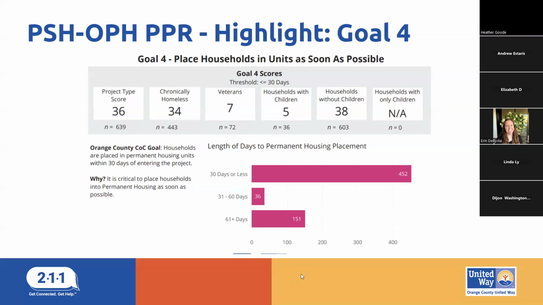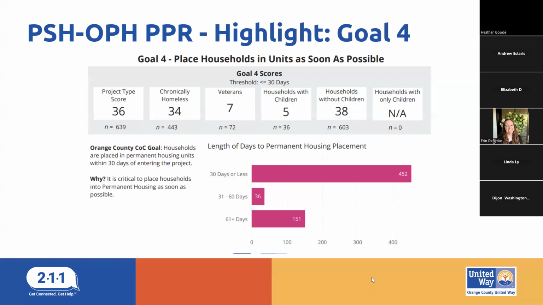One thing that I wanted to highlight about this goal is that it's pretty subject to outliers. If we look at the data more closely, as indicated in the chart in the bottom right, we can see that a majority of enrollments are actually meeting the goal, with 452 enrollments having a placement time of less than 30 days. So this indicates that most enrollments are being placed into housing quickly after being enrolled. It's just that the outliers are driving the average up.